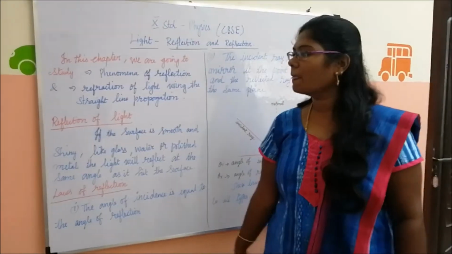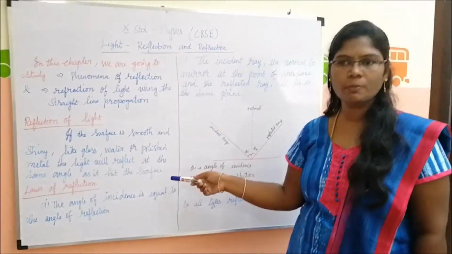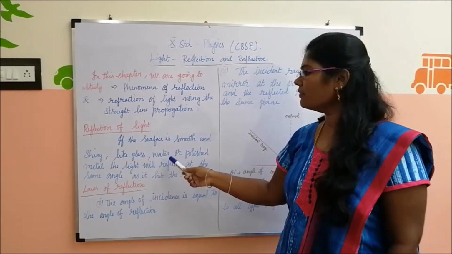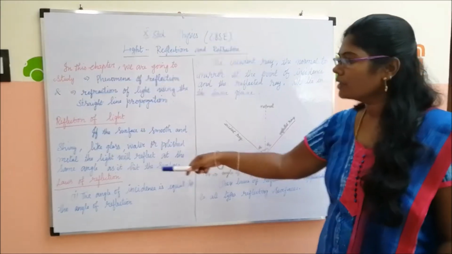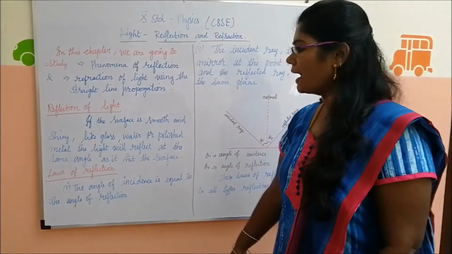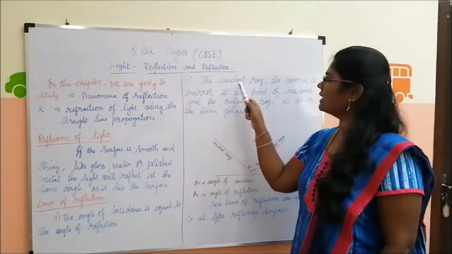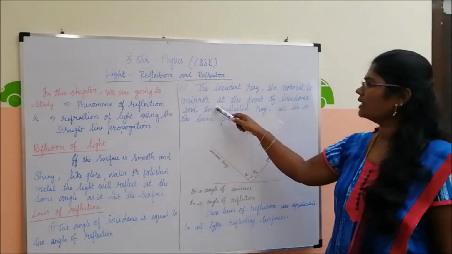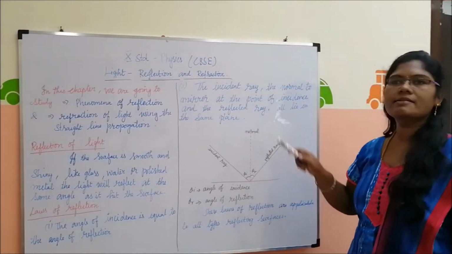Reflection of light. If the surface is smooth and shiny like glass, water or polished metal, then the light will reflect at the same angle as it hit the surface. Laws of reflection. The angle of incidence is equal to the angle of reflection, and the incident ray, the normal to the mirror at the point of incidence, and the reflected ray all lie in the same plane.